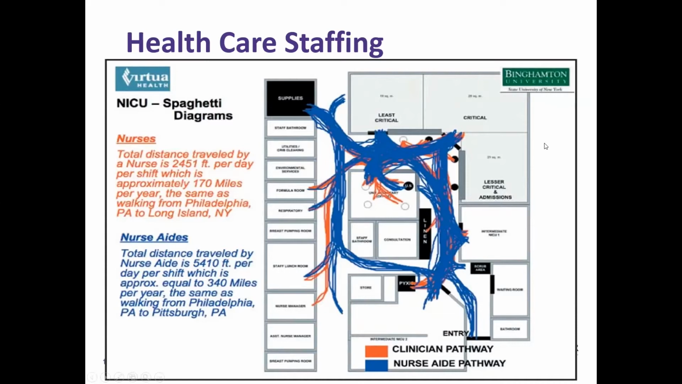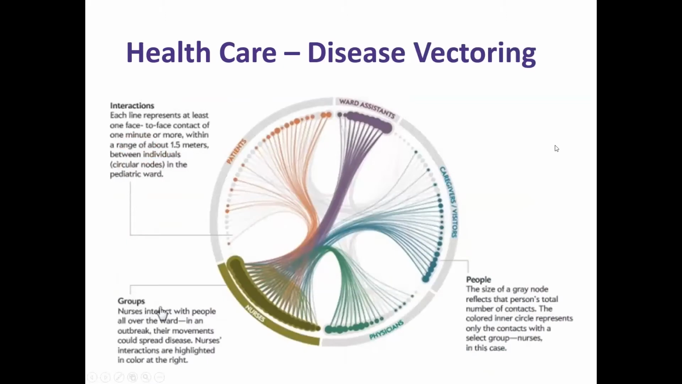So this is a very good analysis of a workstation, obviously overloaded, but it indicates where people are concentrating most of their time. Now we're going to get into what people normally don't associate with a spaghetti diagram, but nonetheless it is. This is disease vectoring, and of course, the last few months we've been hearing a lot about this. How are diseases spread?